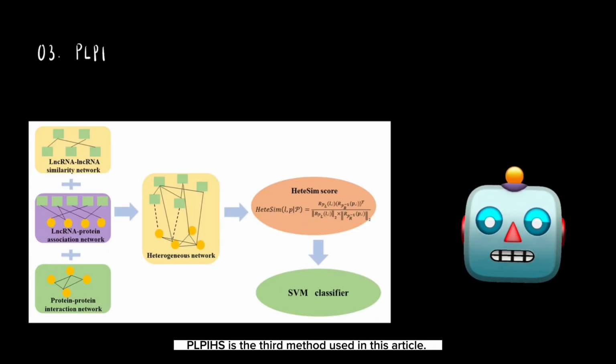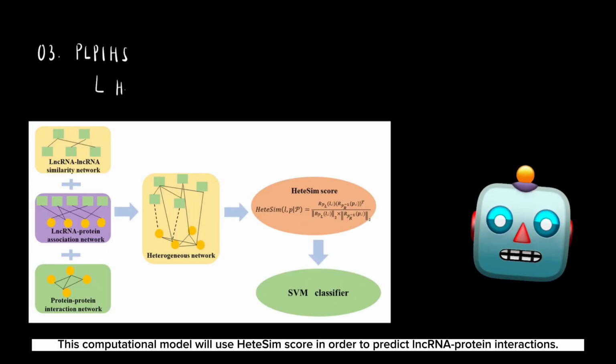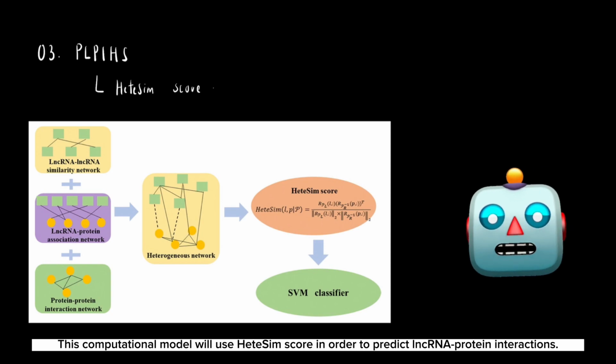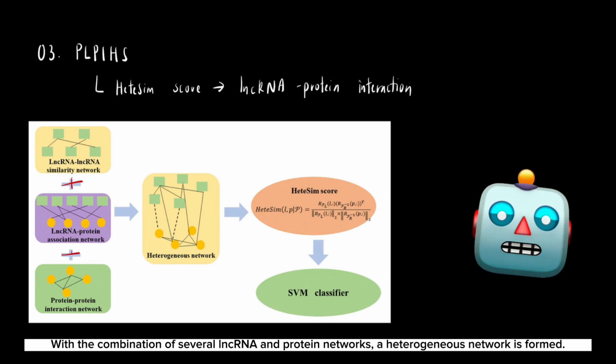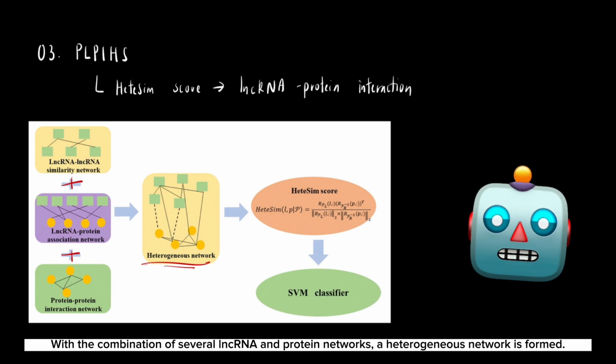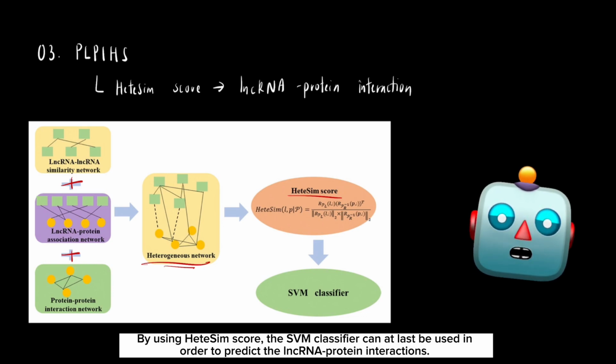PLPIHS is the third method used in this article. This computational model will use HeteSim score in order to predict ncRNA-protein interactions. With the combination of several ncRNA and protein networks, a heterogeneous network is formed. By using HeteSim score, the SVM classifier can at last be used in order to predict the ncRNA-protein interactions.